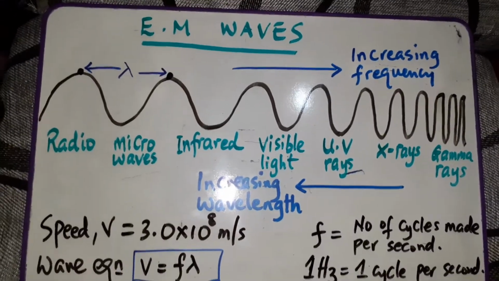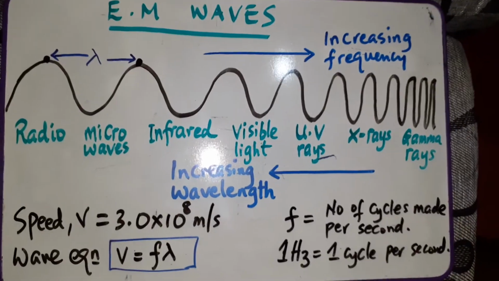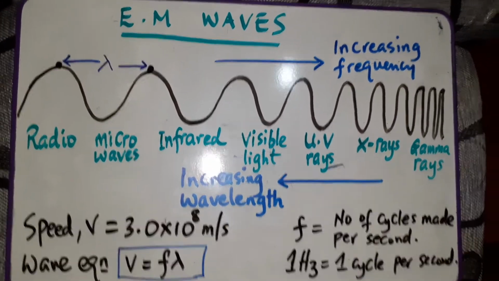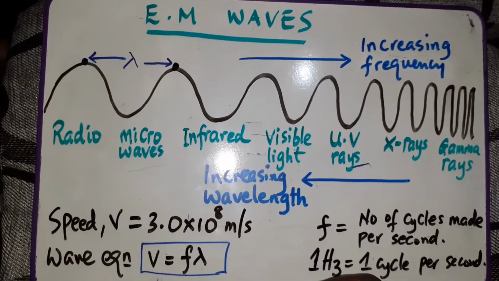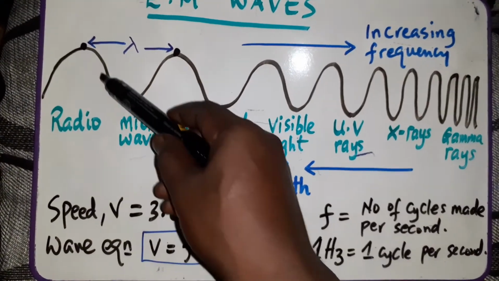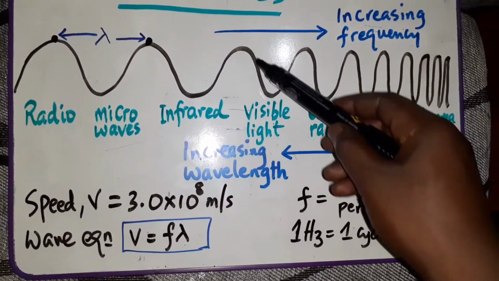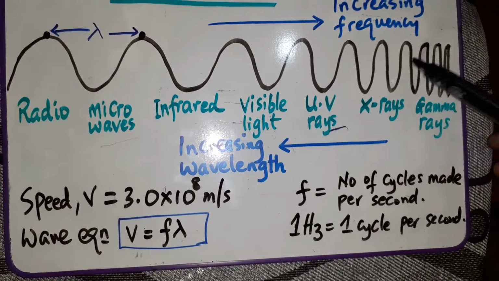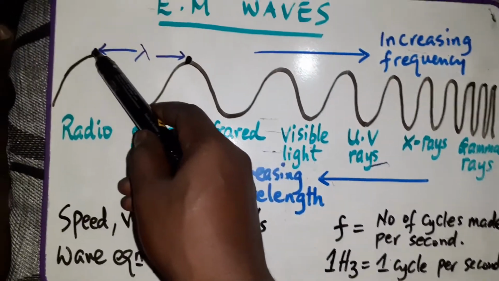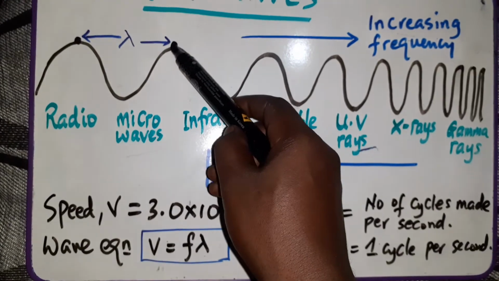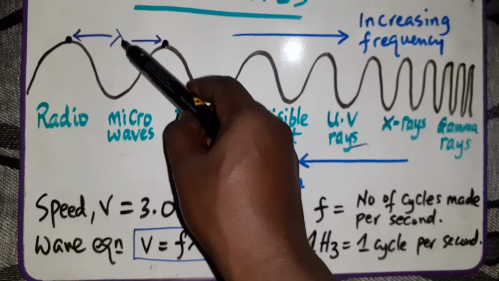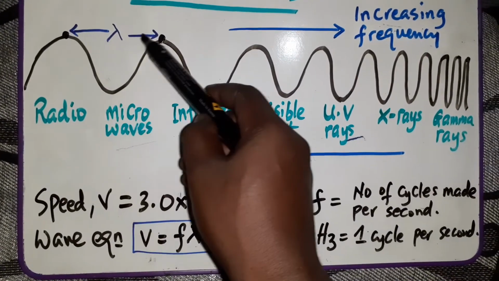Hi, in this video we want to look at the different types of EM waves. EM refers to electromagnetic waves. Now, as we discussed earlier, when you look at this sinusoidal waveform that I have drawn, you will see that the distance between two crests, from this crest up to this crest, is called a wavelength. This is the symbol we use for wavelength, from one crest to another.